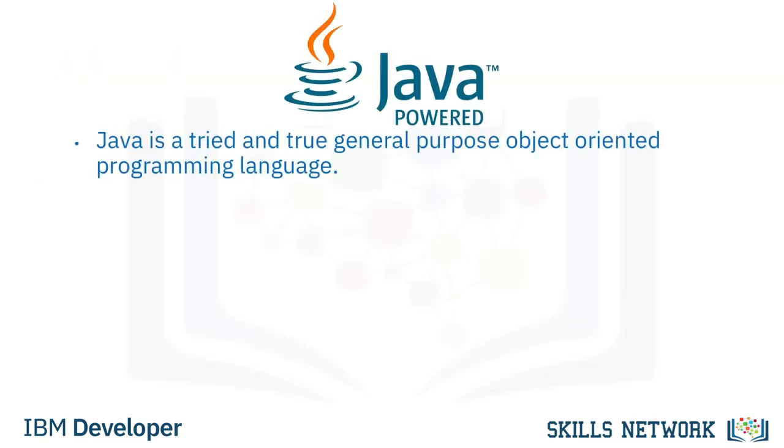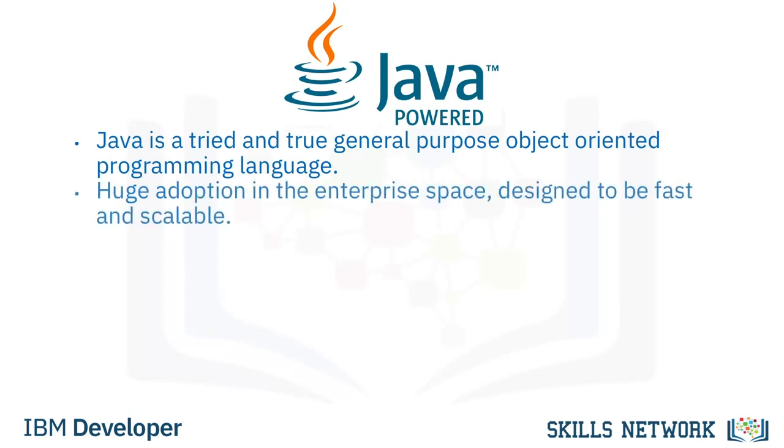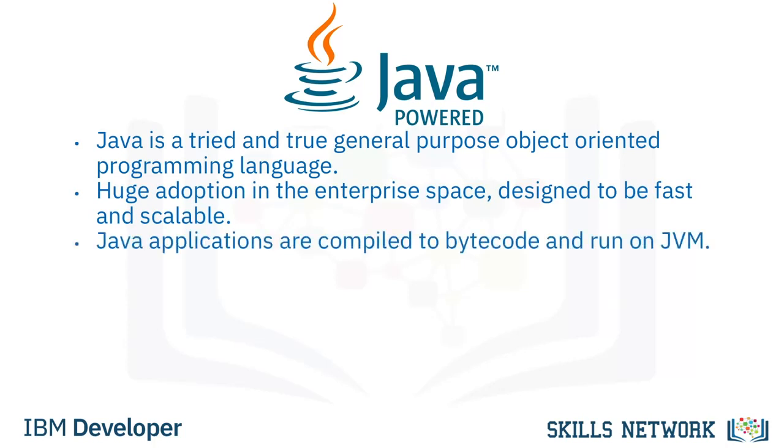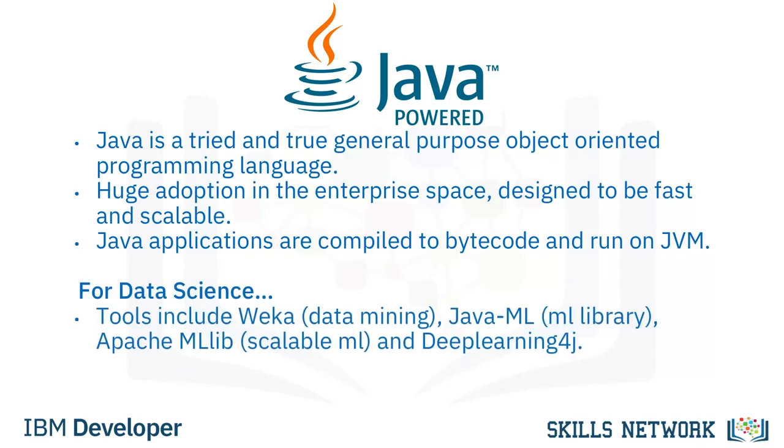Java is a tried-and-true general-purpose, object-oriented programming language. It's been widely adopted in the enterprise space and is designed to be fast and scalable. Java applications are compiled to bytecode and run on the Java Virtual Machine, or JVM. Some notable data science tools built with Java include Weka for data mining, Java ML, which is a machine learning library, Apache ML Lib, which makes machine learning scalable, and Deep Learning 4J for deep learning.